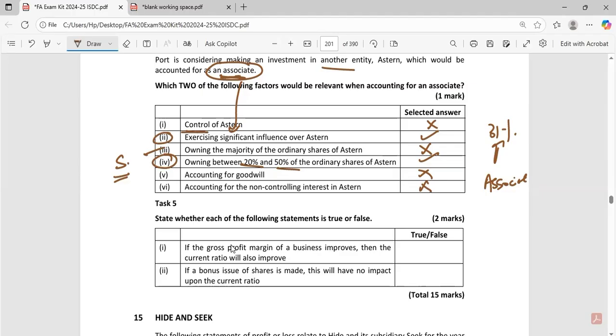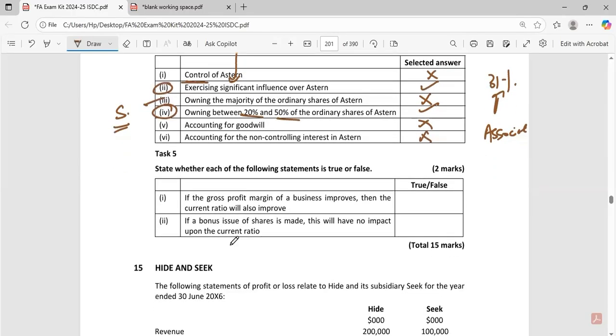State which of the following are true or false. If gross profit margin of a business improves, then current ratio will also improve. This is false because GP and current ratio do not have any direct link. We cannot say that if GP is increasing, our current ratio will also increase. It might happen that our current liabilities increase, because we might have purchased goods on credit, which may increase our current liability. So this is false.